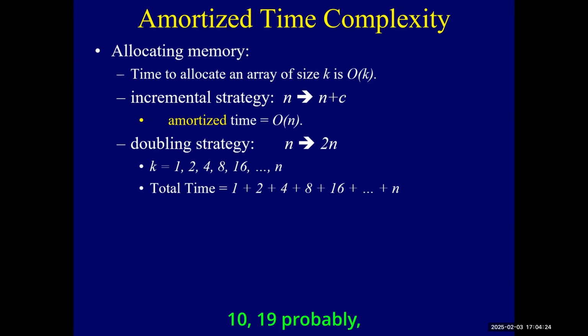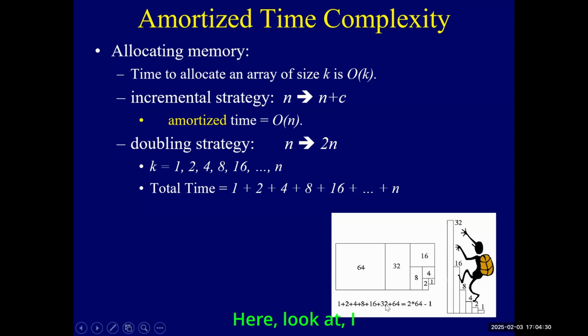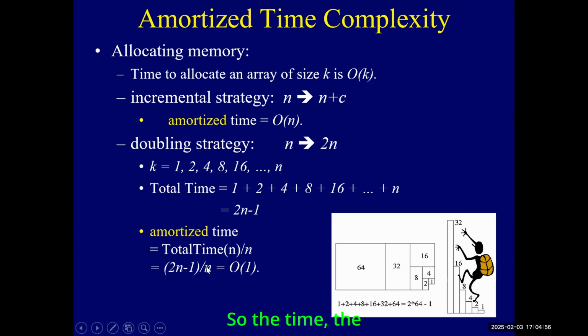You did it in 1019 probably, right? Here, look, I got 1 plus 2 plus 4 plus 8 plus 16 plus 32 plus 64. What's the sum? It's 2 times the biggest number minus 1, right? The terms are growing so fast that the sum is dominated by that last term, right? So it's dominated by the n. So the time is order n. The sum time is order n. We amortize it, and we get a constant, right? Does that make sense?